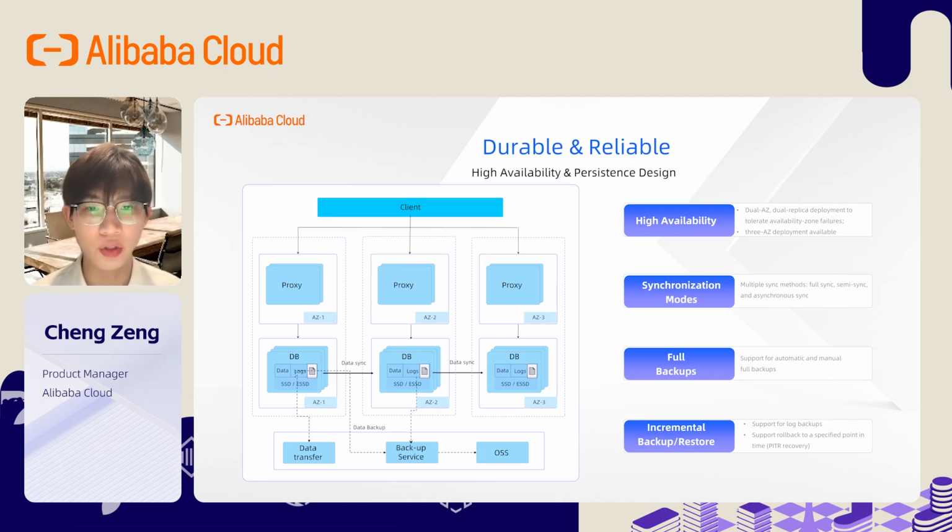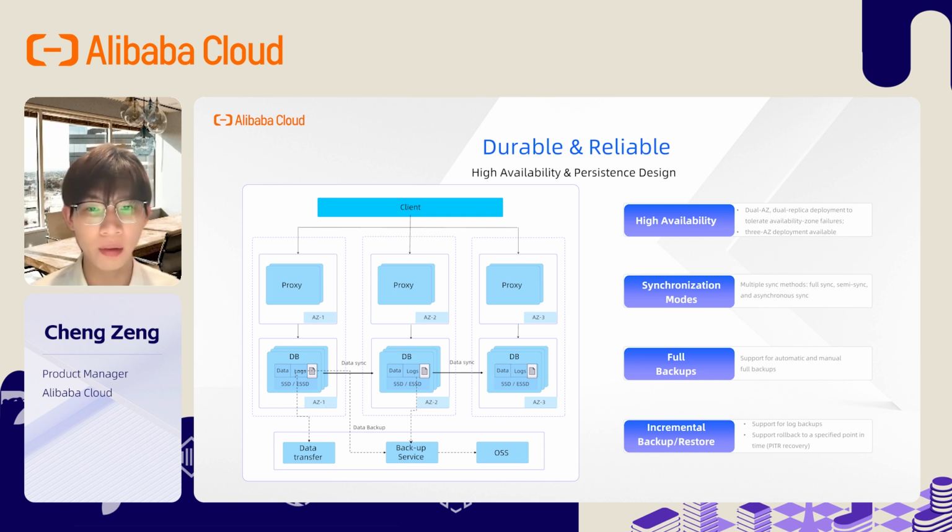On top of this, we also support the deployment of 3 availability zones to address scenarios with higher disaster recovery requirements. For data synchronization, we offer 3 flexible modes to meet different business needs: async, semi-sync, and synchronous. Users can freely choose the mode that best fits their needs. And for persistence, we provide both full backup and incremental backup. Full backup supports automatic scheduled backups as well as manual on-demand triggers, with more flexible options to adapt to different scenarios.